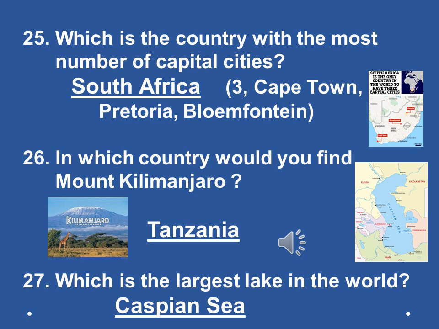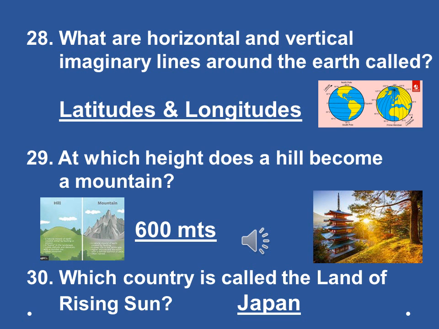In which country would you find Mount Kilimanjaro? Tanzania. Which is the largest lake in the world? Caspian Sea. What are horizontal and vertical imaginary lines around the Earth called? Latitudes and longitudes. At which height does a hill become a mountain? 600 meters.